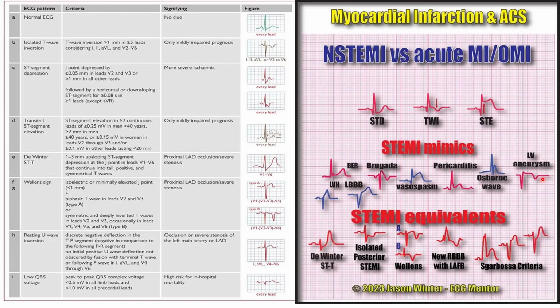Then these are some STEMI mimics, okay, that will look like ST elevation, or they will have ST elevation, but they're not myocardial infarctions, okay. Then we have some ST elevation MI equivalents. So that is the de Winter waves, okay, isolated posterior STEMI, Wellens sign, new right bundle branch block. Then we've got the Sgarbossa criteria.